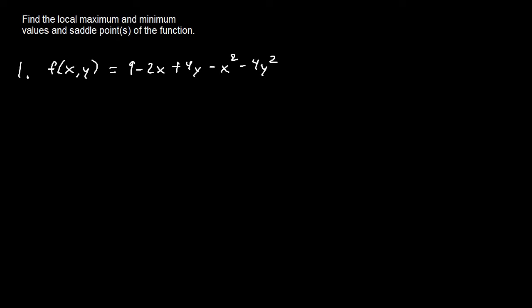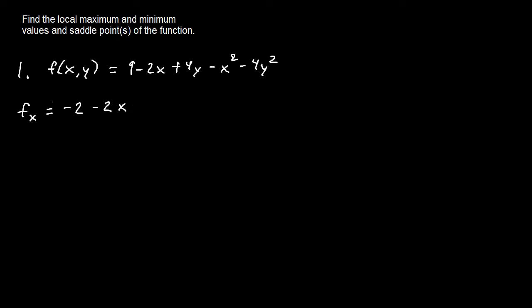The first step to finding the local maximum and minimum values is to find the critical points. The critical points are where the first partial derivatives of the function equal 0. So let's first find f sub x, the partial derivative of the function with respect to x. In this case, x is the variable, everything else is a constant. The derivative of 9 is 0, the derivative of -2x is -2, the derivative of 4y is 0, the derivative of -x² is -2x, and the derivative of -4y² is also 0.